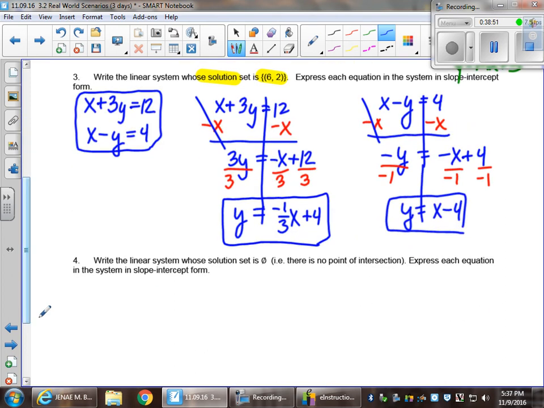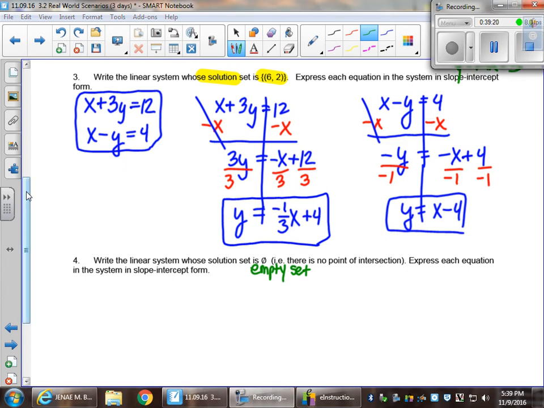Number 4 says, write the linear system whose solution set is, check that out, this funky circle with a slash through it. Has anybody ever seen that before? It's called the empty set, because it's like a set, a circle with a line through it, empty set. In other words, there is no point of intersection. Express each equation in the system in slope-intercept form.